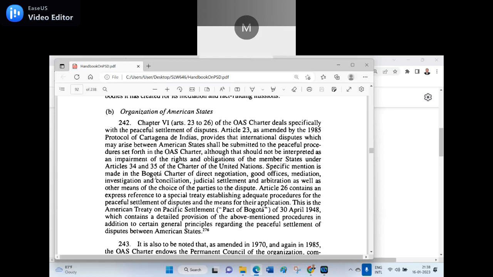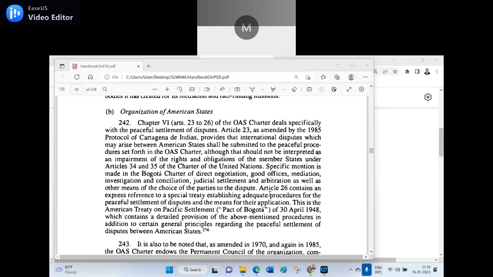Then specific mention is made in the Bogota Charter of direct negotiation. This is another charter. The charter says direct negotiation, good offices, mediation, investigation, and conciliation. These are all the diplomatic methods of resolving legal disputes. Judicial settlement is through the institutions, judicial authorities, and arbitration, as well as other means of choice of the parties to a dispute. Now the question comes: if the parties agree together on any means of diplomatic settlement, yes, they can do so. They need not even approach the Organization of American States.